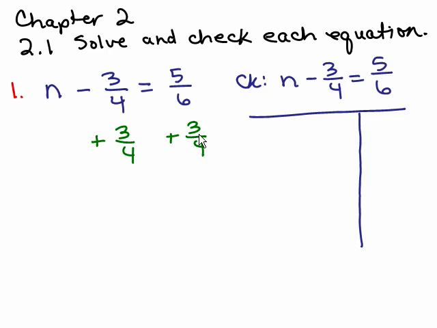Because what we're going to try to do is isolate the variable n. So if you have n minus 3/4 plus 3/4, we're going to get n on this side. Now, it's a little bit trickier over here. How do I add 5/6 plus 3/4? Well, you could do that on the side. You need to get a common denominator, though, right?